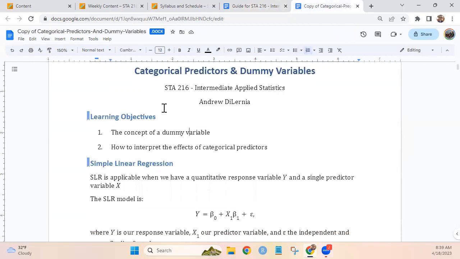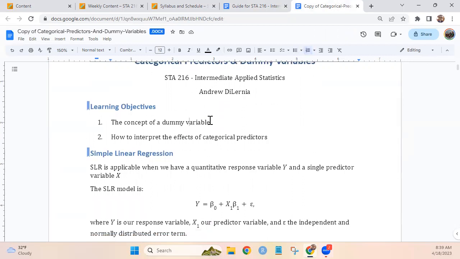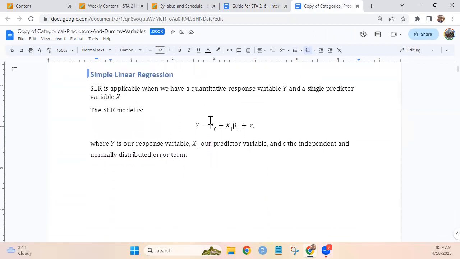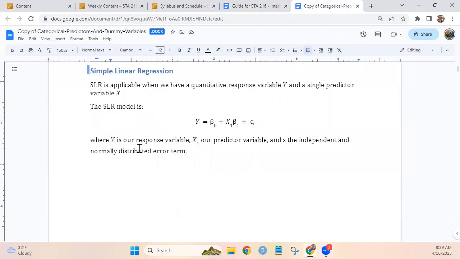So we'll be talking about how exactly you can use categorical predictors in regression like this. And please ask questions at any time if you're curious or want to clarify anything. So as a quick review, for simple linear regression, as a reminder, we're modeling a response variable, that's a quantitative variable y, as a linear function of predictor variable x.